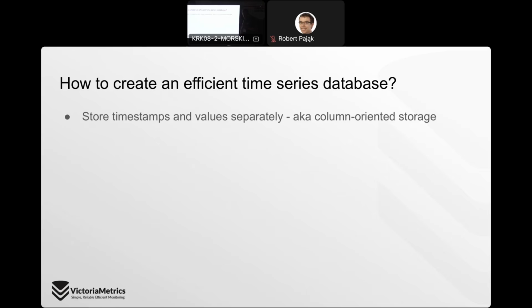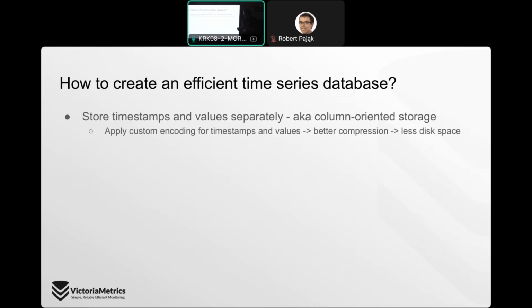And the next important feature is to use column-oriented storage, where you store timestamps and values separately. Why is this good? Because in this case, you can apply different compression algorithms for timestamps and for values, which are more optimized for these timestamps and values, and get higher compression rates and lower disk space usage.